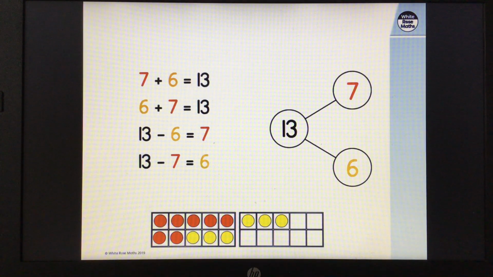And what we can do is cover up any one of the 3 parts and use the other 2 numbers to calculate the missing number. For example, I cover up 13, I can add my 2 parts, 7 and 6, and find my missing number, 13. If I cover up one of the parts, I can start with the whole and subtract one of the parts, 6, which leaves me with 7. So I can always find my missing part.